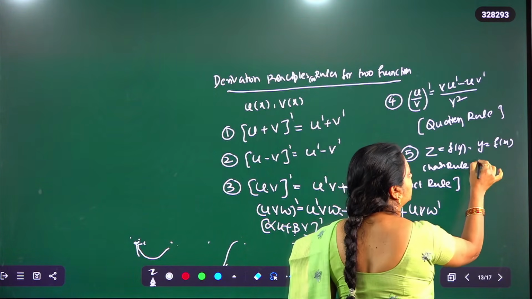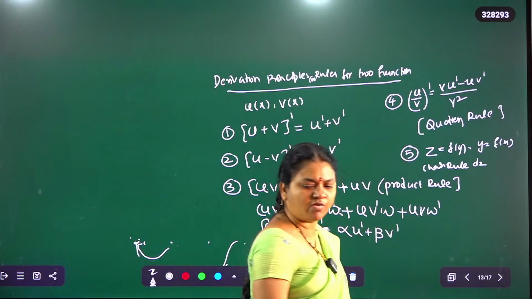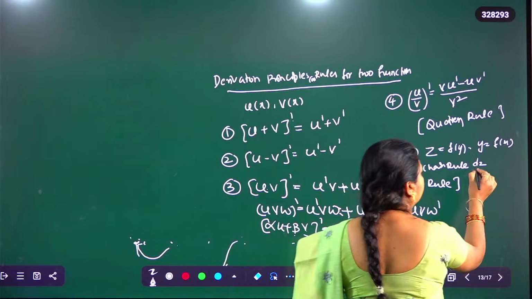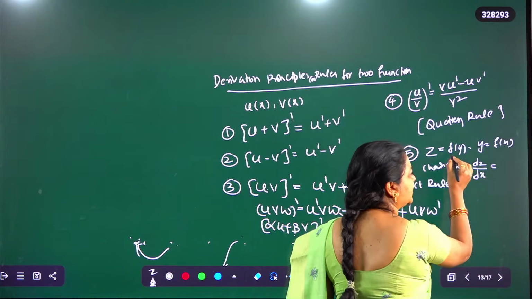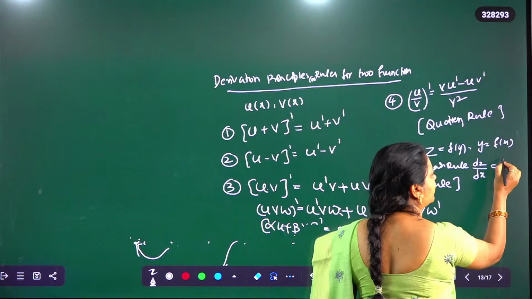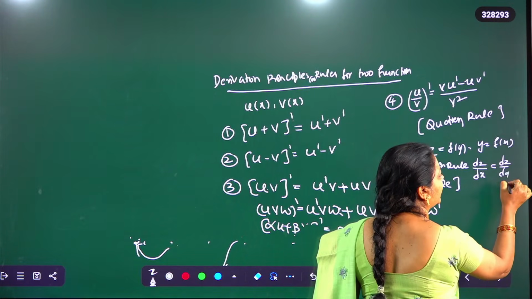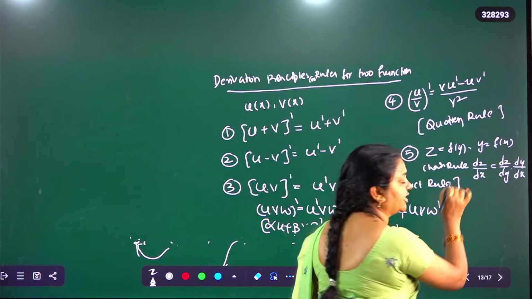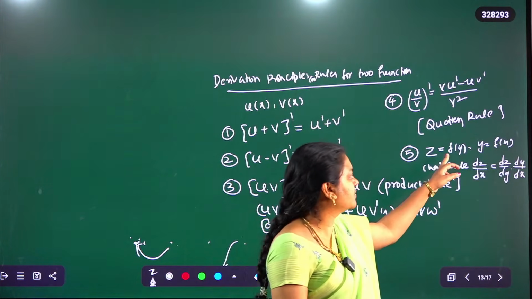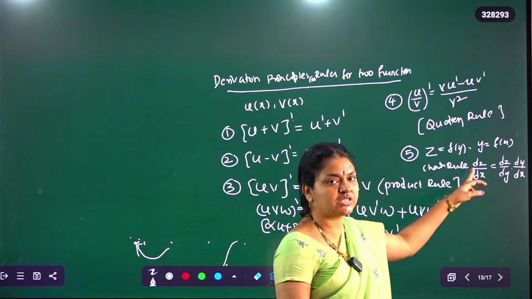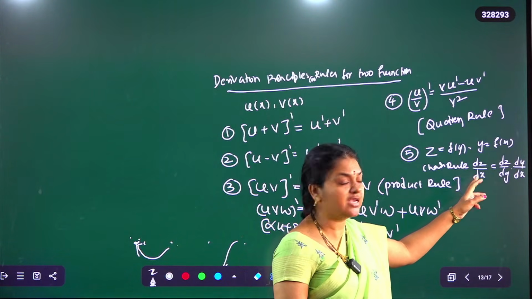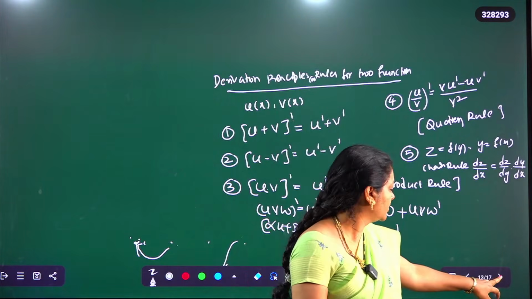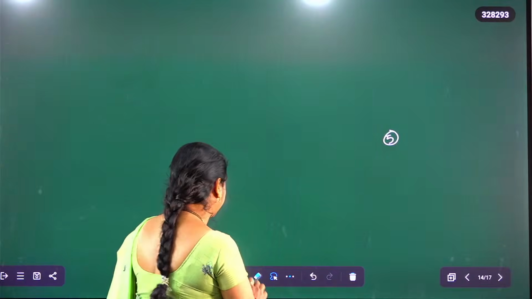Chain rule. Suppose we want to find dz by dx. Here z is not a function of x, so what we will do? First we will do dz by dy, into dy by dx. That's why it is called the chain rule, because every time the function may not be in x. Sometimes it may be in y, it may be in t. So in that process we will use this chain rule. Okay? Right. Moving on to the next one.